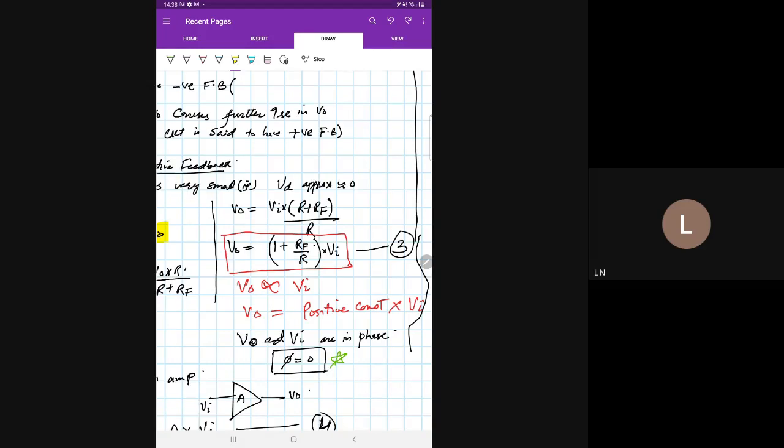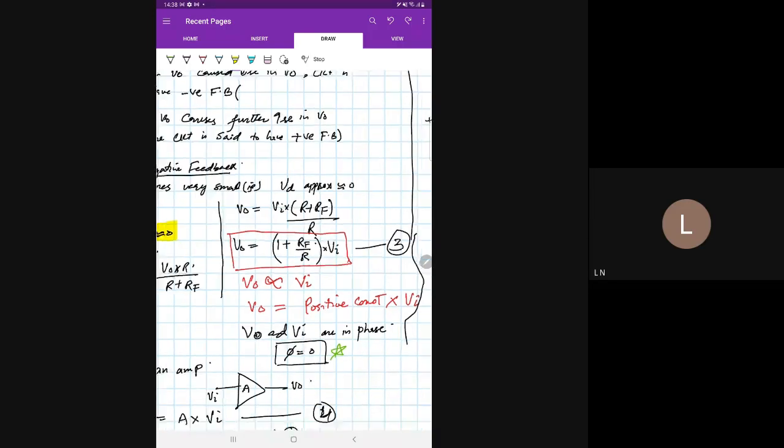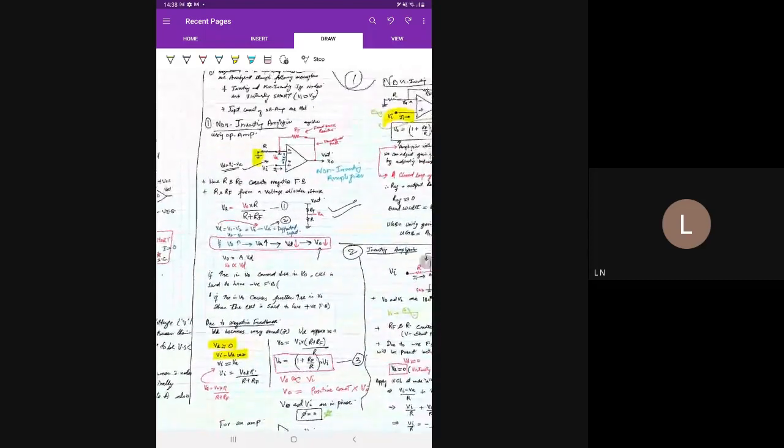From equation 3, we can see that V output is directly proportional to V input, or V output is some positive constant times V input. Therefore, we say that V output and V input are in phase. That is, the phase difference between input and output is zero.